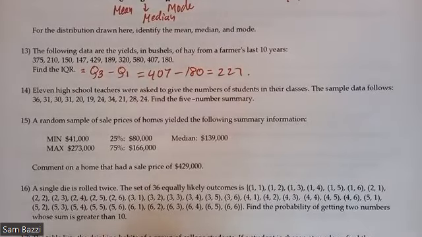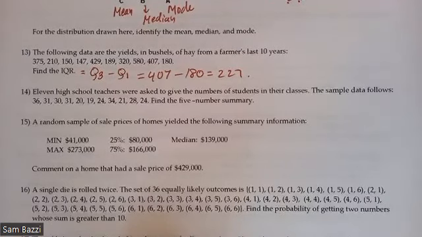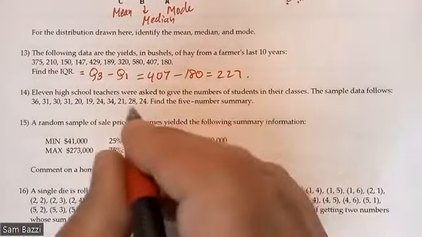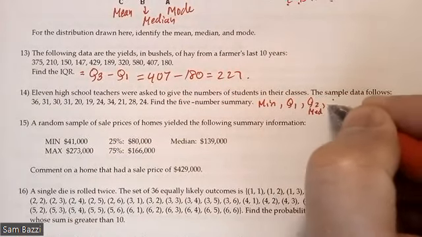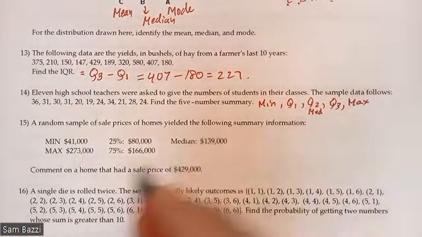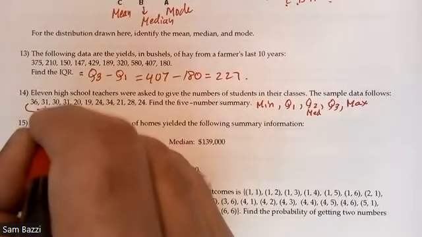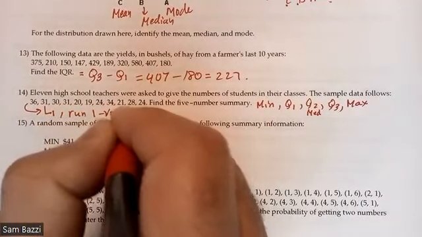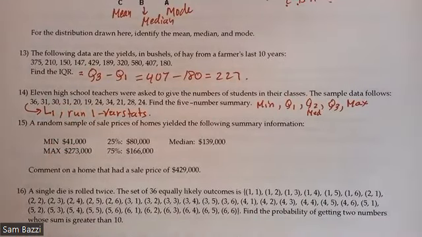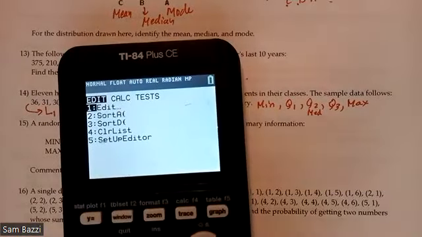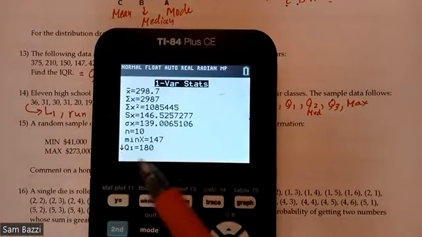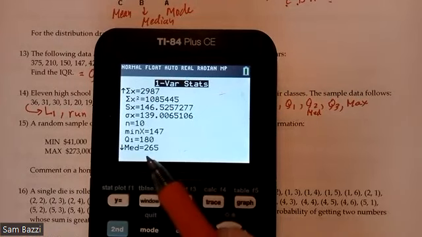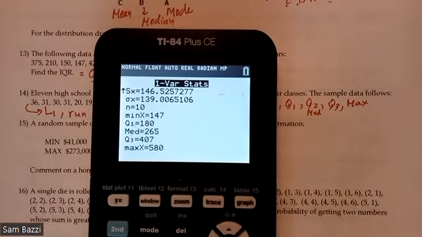Next question. 11 high school teachers were asked to give the numbers of students in their classes. The sample data follows. Find the 5-number summary. Again, guys, the 5-number summary is the minimum, Q1, Q2, which is the median, Q3, and maximum. I'm not going to do this because I've already done it twice. You just put the data in L1 and run one variable statistics. And to run one variable statistics, guys, you just go to stat, calc, and one variable statistics, and just hit calculate. And you guys, you can see the 5-number summary. They start right here. Like for the previous exercise, the minimum is 147, Q1 is 180, Q2, which is the median, 265, Q3 is 407, and the maximum is 580.